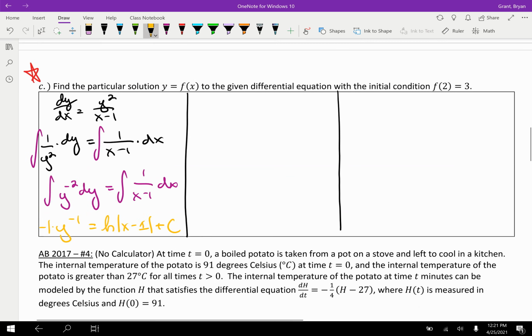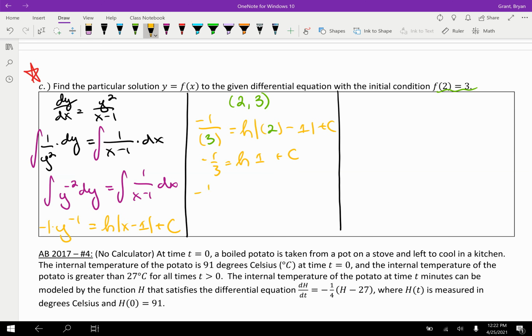Moving on, we actually need to determine the plus c, so we'll use that initial condition over here, which is an input of 2 and output of 3. I'm going to rewrite this y to the negative first as negative 1 over y to the first equals natural log of something minus 1 plus c. Output, input: negative 1/3 equals natural log. 2 minus 1 is 1. The absolute value of 1 stays 1, plus c.